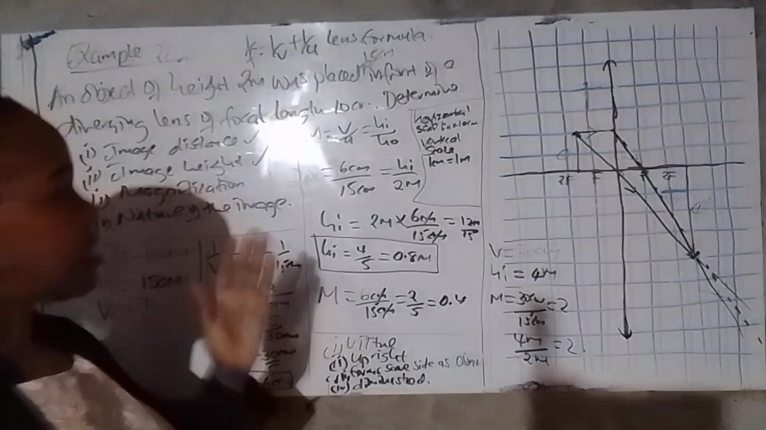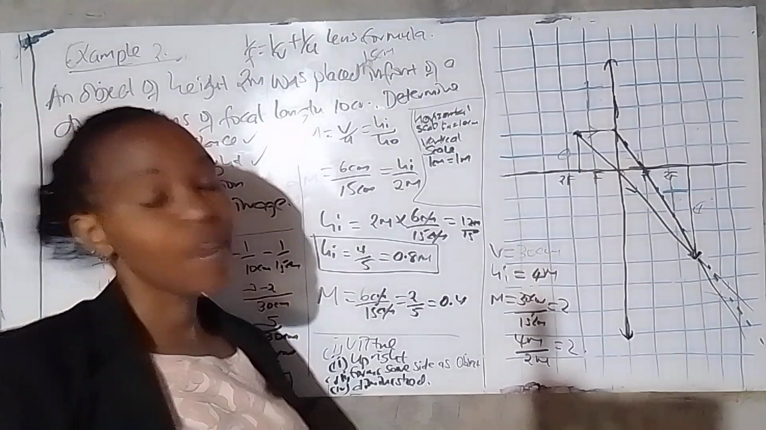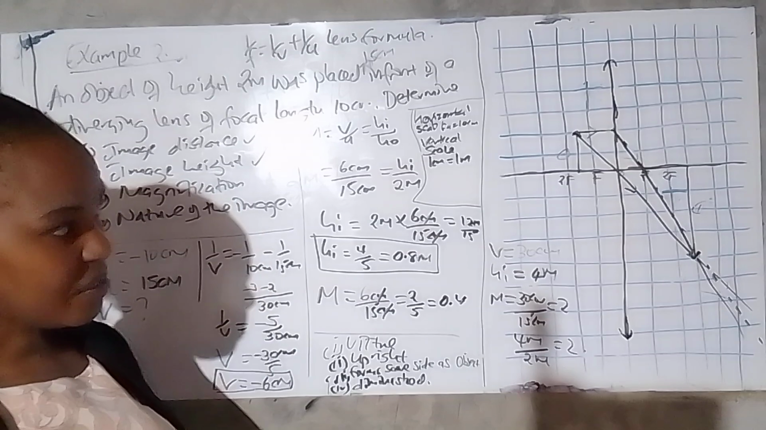So I give you this as an assignment. Use the one for converging lens. Use your graph paper to do the one that we have just done right now using a converging lens.